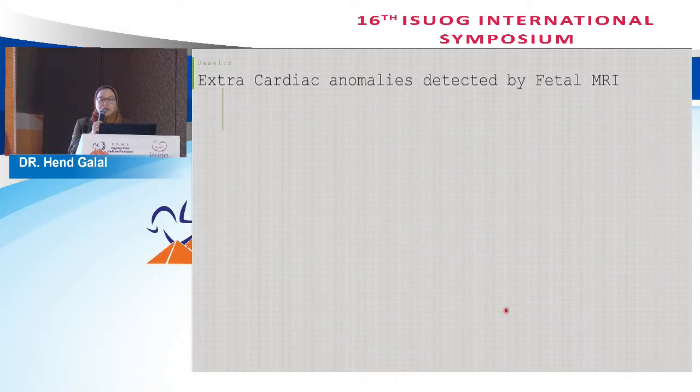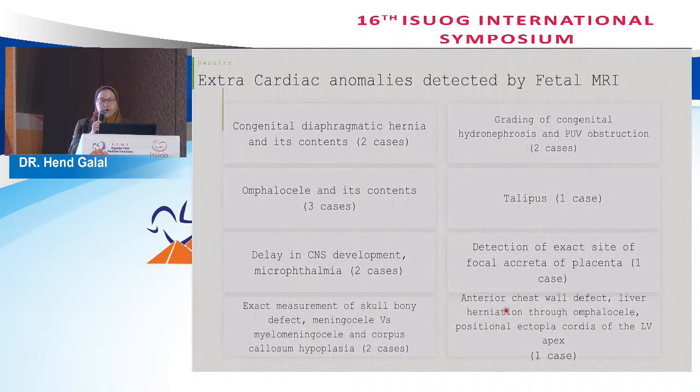As regards extracardiac anomalies detected by fetal MRI, we have 2 cases of congenital diaphragmatic hernia, 3 cases of omphalocele, 2 cases of delayed CNS development, and 2 cases of meningomyelocele. 1 case of hydrops, 2 cases of hydronephrosis, 1 case of focal placenta accreta, and 1 special case of ectopia cordis.